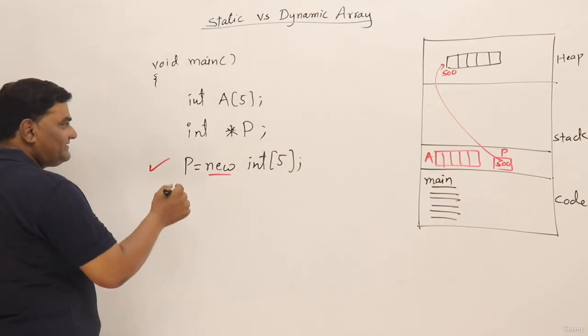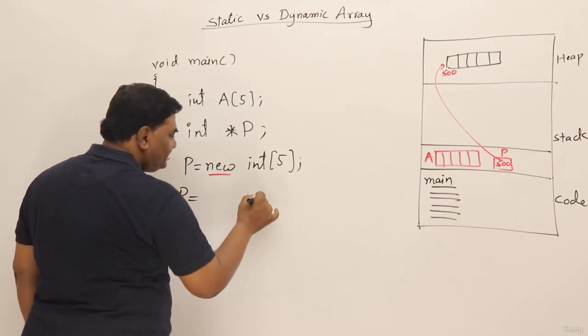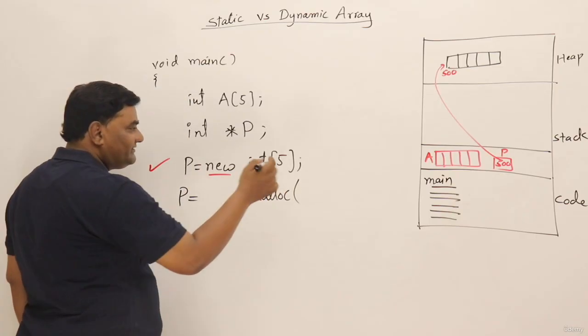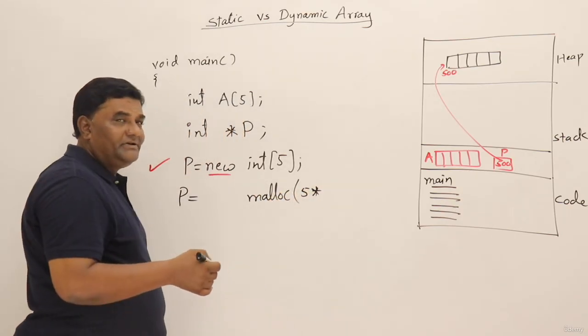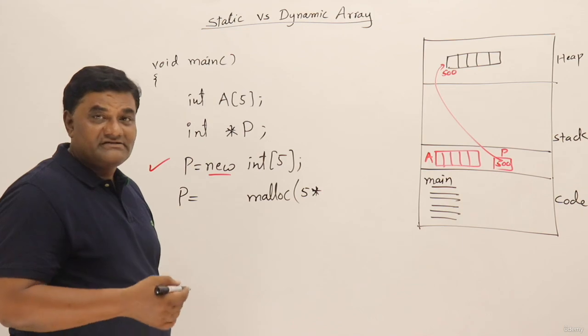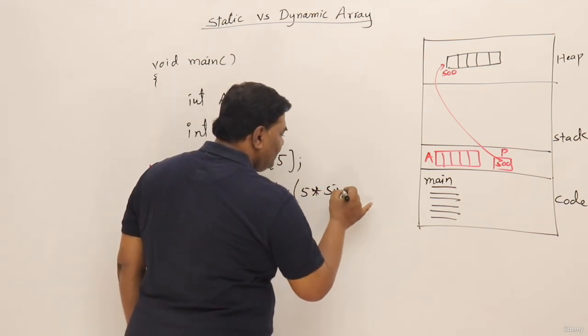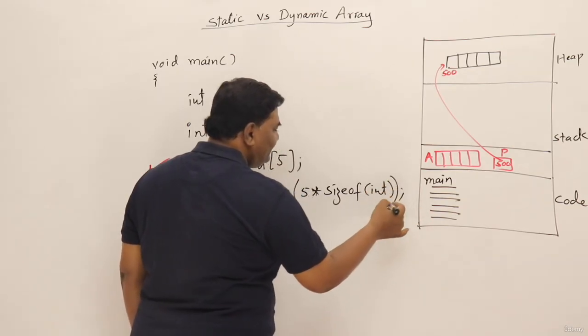Then how to create the same thing inside C? For that, I have to use the malloc function, and I should mention the size. So I want 5 integers, so 5 into the size of an integer. It may be 2 bytes or 4 bytes, depending on the system or the compiler, so I should mention sizeof int. This is the common practice in C language.